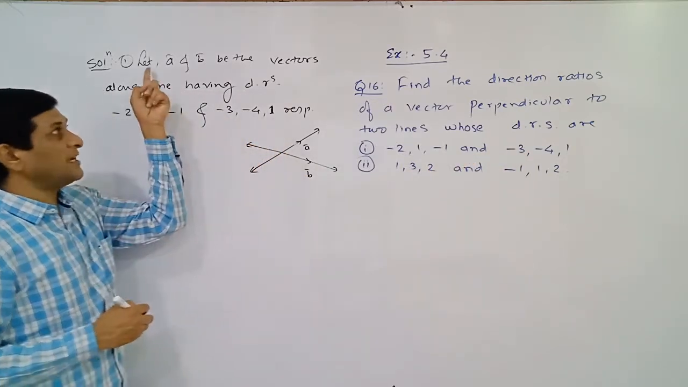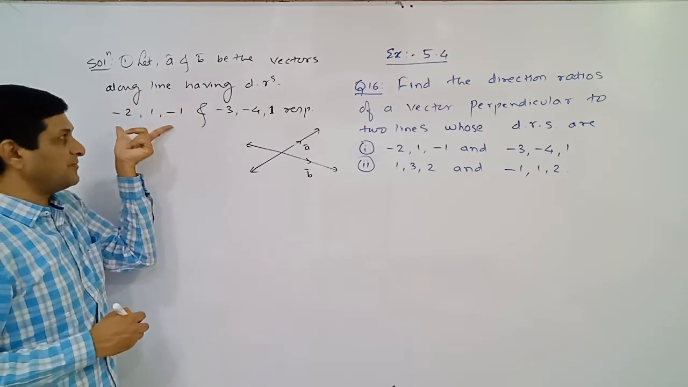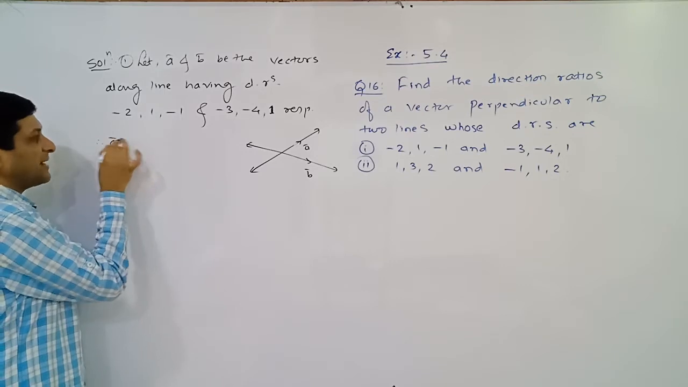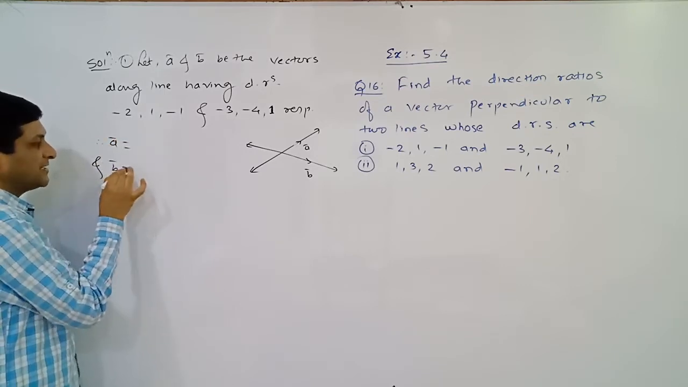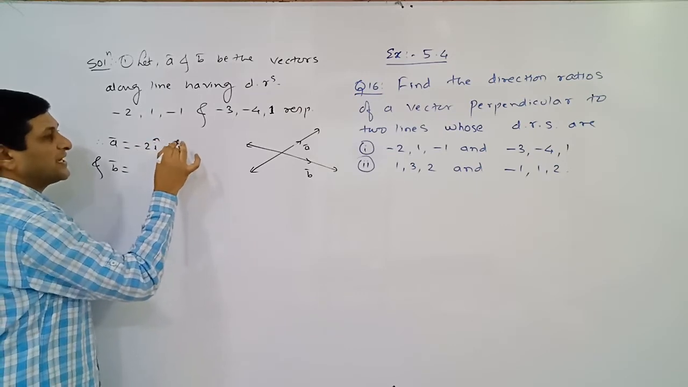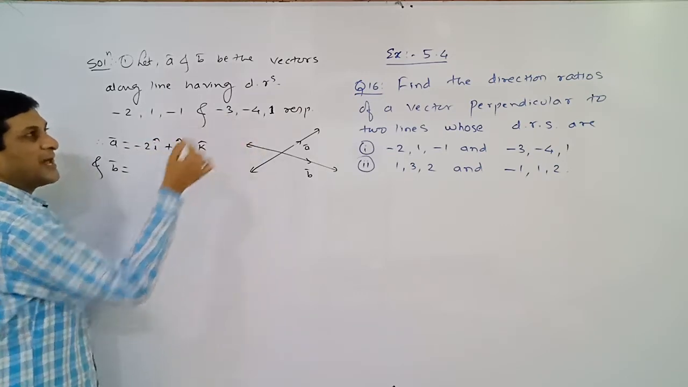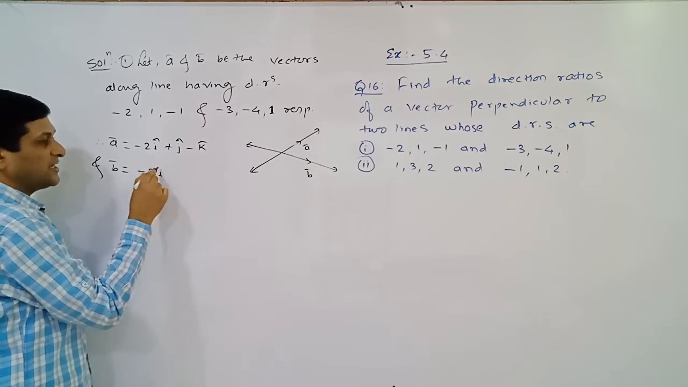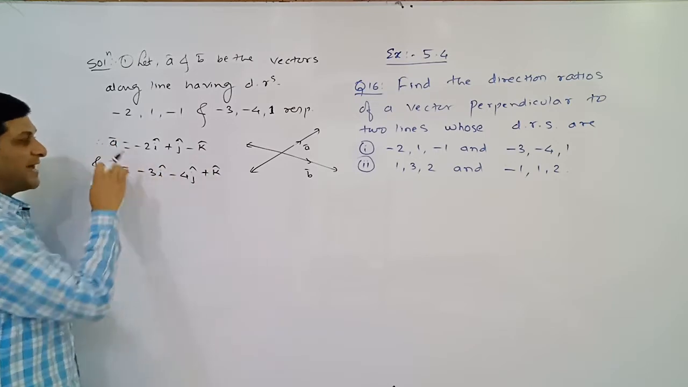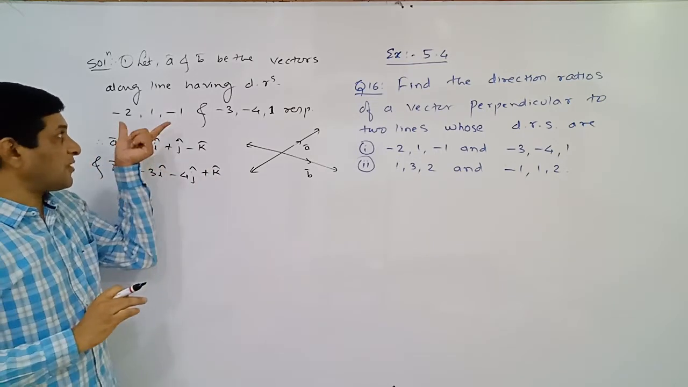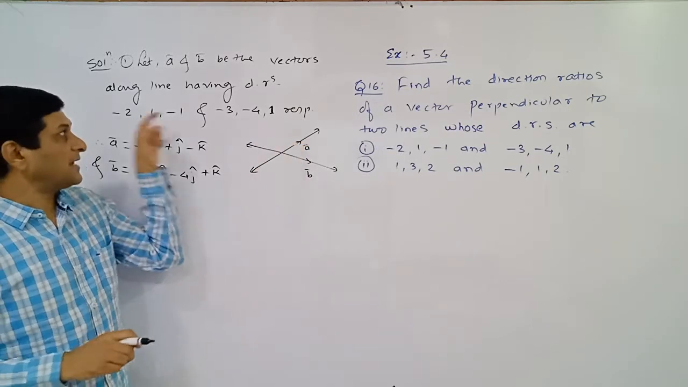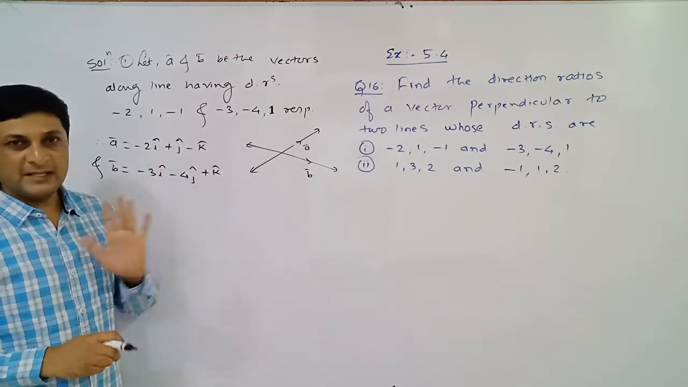What is our supposition? A bar and B bar are the vectors along the lines having these direction ratios. From these direction ratios we will get the value of A bar and the value of B bar. So the value of A bar is minus 2i cap plus j cap minus k cap, and the value of B bar is equal to minus 3i cap minus 4j cap plus k cap. So the values of A bar and B bar we get from the direction ratios of these two lines. A bar is the vector along the first line and B bar is the vector along the second line.